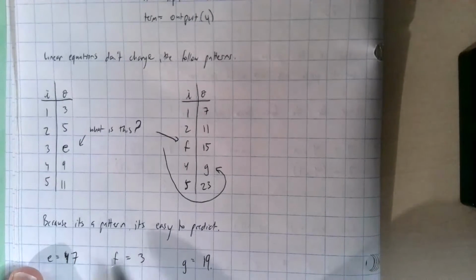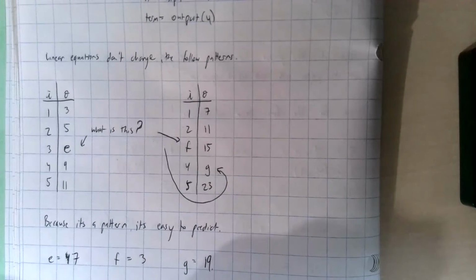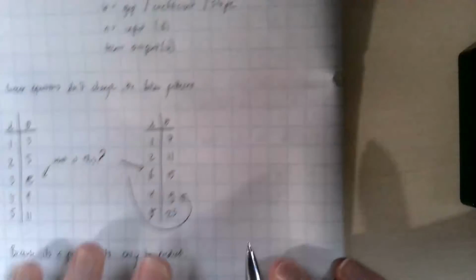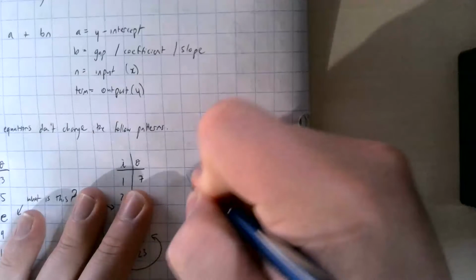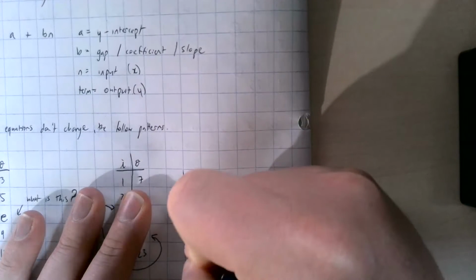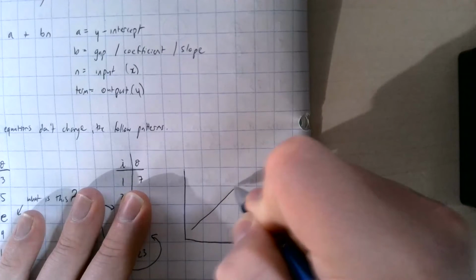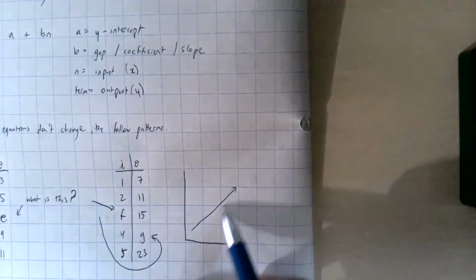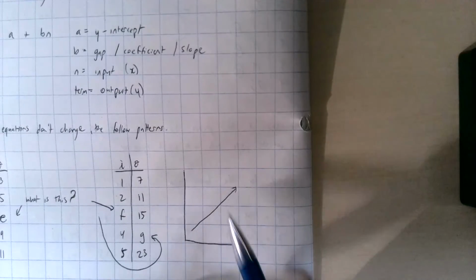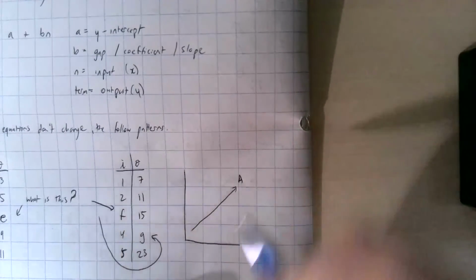Because it's a pattern, it's easy to predict, and that's the same rule that happens for graphs. Graphs make it really easy to predict because once the line begins, it doesn't stop. So if I were to have a graph right here, a very poorly drawn graph at that, and I say, oh, my line's going to look like this, my line will continue to look like this as long as it's just one linear equation. I could maybe call it linear equation A.